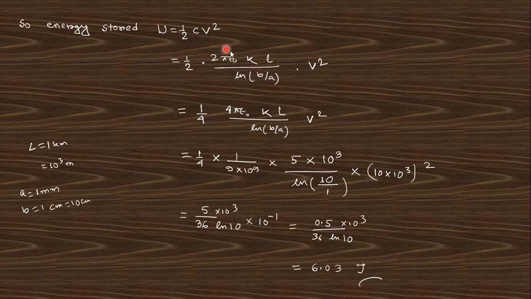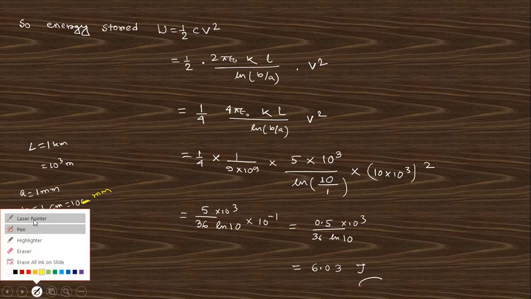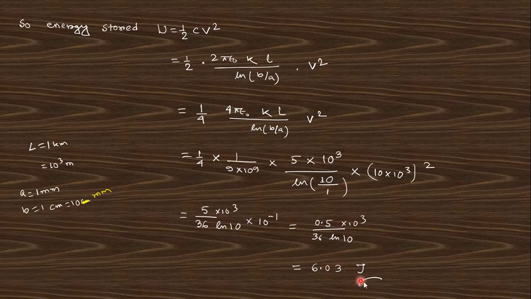After that the energy will be half C V square. You know, half C V square. Put this value here, where L is the length and 1 by 4 pi epsilon is like that. Put a and b in the same units, since 1 centimeter equals 10 millimeter. Put this expression here and you will get this answer. If there is any doubt, you must comment in the comment box. I think it is clear. Next question.